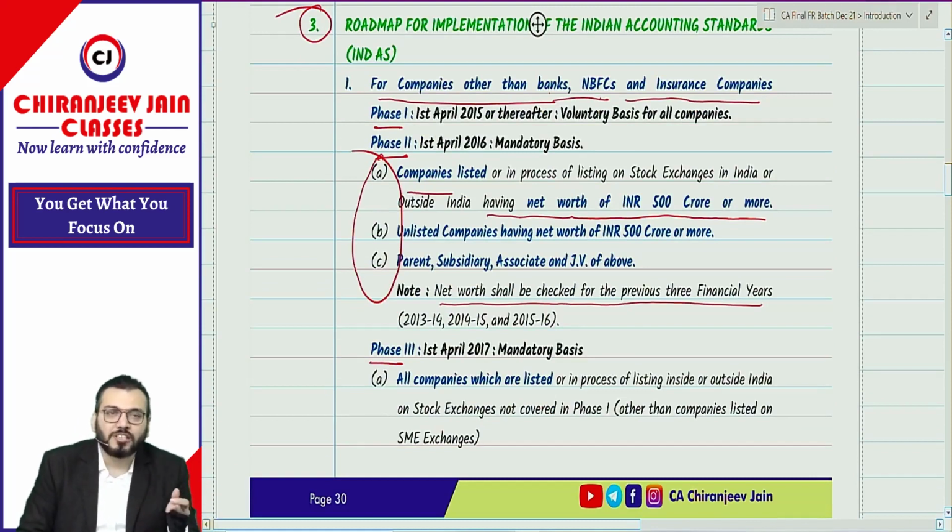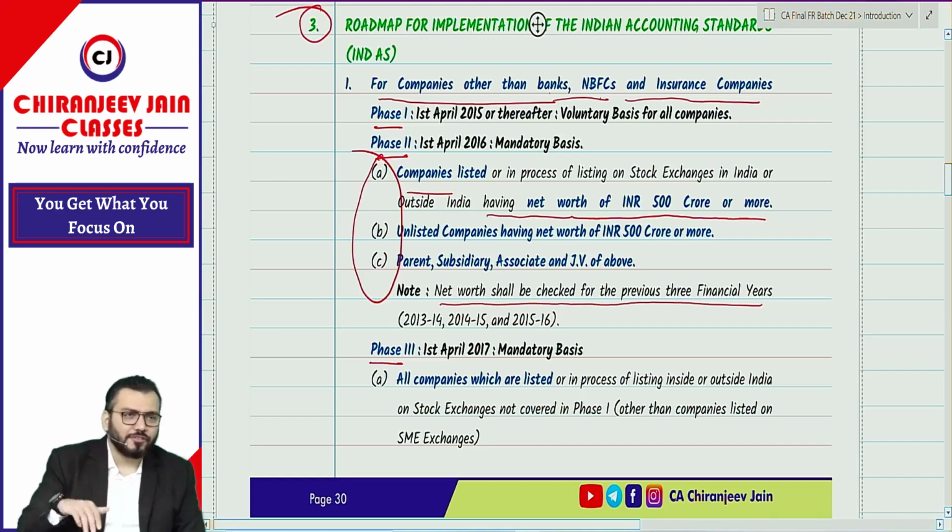Then phase 2 starts from 1st April 2016. What are the companies covered? Companies which are listed or unlisted or in the process of listing, having a net worth of 500 crore or more. And it is also applicable to any parent, subsidiaries, associate and joint venture of those companies. This point is very simple.